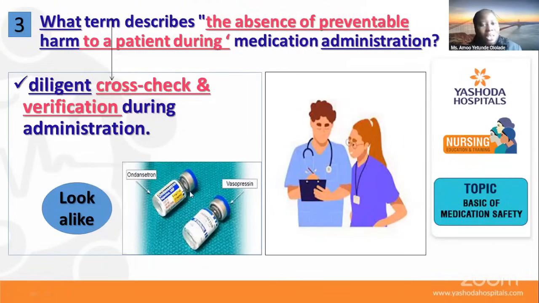So you have to check. You have to cross-check. You can even cross-check with another nurse on duty with you, or anybody that is available. You have to verify that you are giving the right drug to the patient. For instance, look at the vial of vasopressin and ondansetron. They look alike, but they are not the same drug and they don't perform the same function. So in order to ensure patient safety, you have to check very well to ensure you are giving the right drug to the right patient.